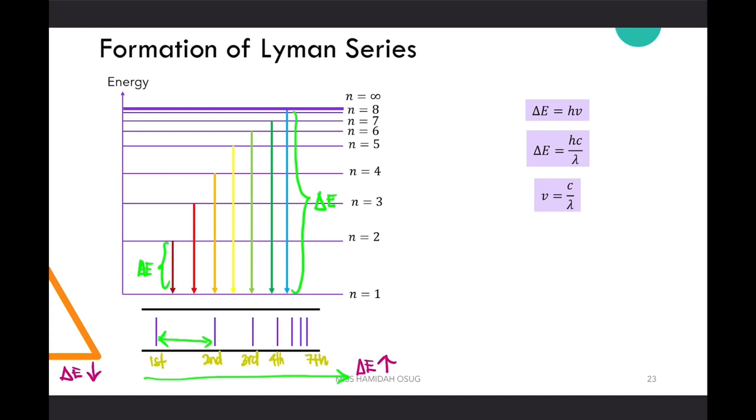So mari kita lihat pula perkaitannya daripada segi rumus. So bila kita tengok rumus yang pertama, apabila delta E meningkat, V itu mewakili frekuensi ya. So frekuensi pun akan meningkat kerana frekuensi itu dia directly proportional to delta E. So bila kita lihat pada line spectrum, daripada kiri ke kanan, frekuensi akan meningkat. Seterusnya kita tengok hubung kait di antara frekuensi dan juga wavelength. So apabila nilai frekuensi meningkat, nilai wavelength akan menurun kerana wavelength adalah inversely proportional dengan frekuensi.